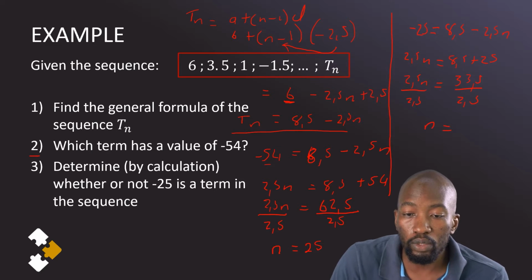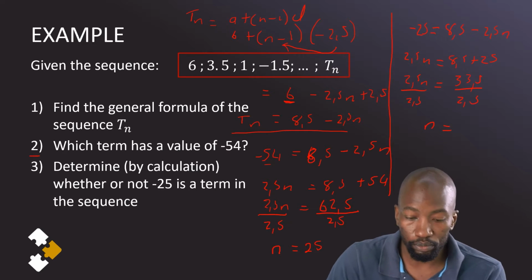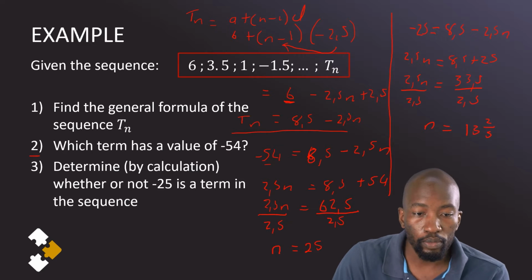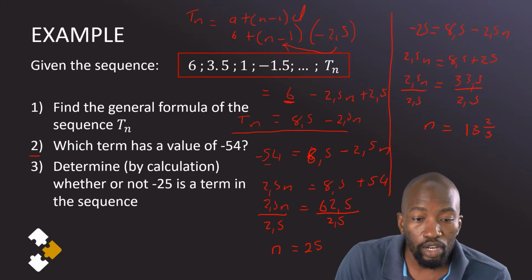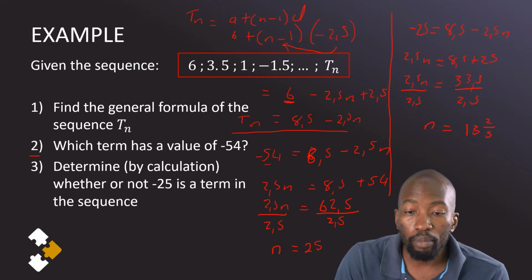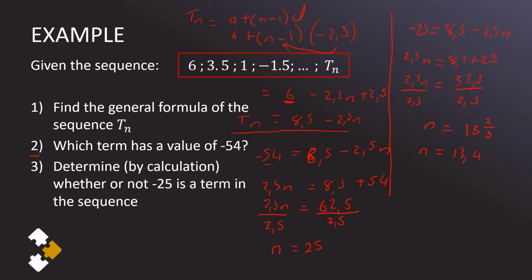Then n is equal to, let's check that, 13 2/5, right? Now we need to check, is that a term in the sequence? No, it cannot be a term in the sequence. Why? Because 13 2/5 is roughly 13.4, and this is not a natural number. There you have it.